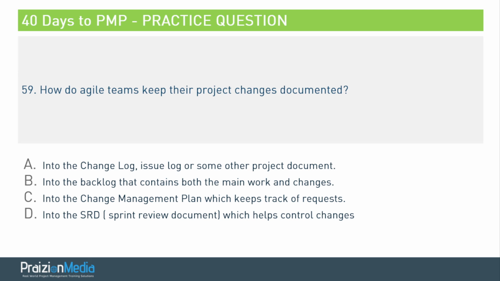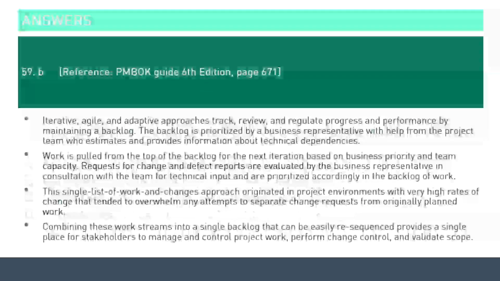Now, taking a look at the question and the options, which of the options is from an Agile world? It's definitely not A, because that talks about a change log and issue log, which we don't use. It's definitely not C, because we don't deal with a change management plan. And sprint review document is just a bogus made-up term. So the best answer, as you might have guessed, is into the backlog.